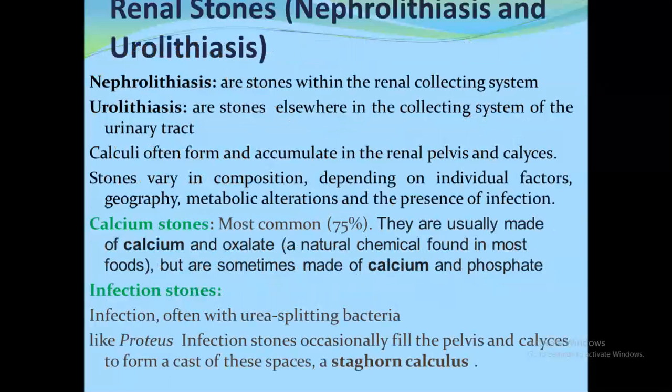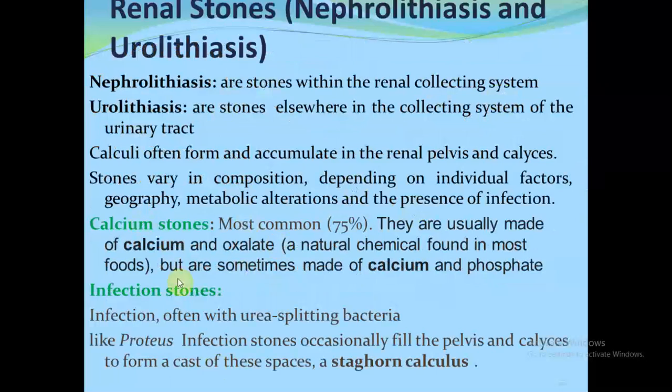Now renal stones, nephrolithiasis and urolithiasis. What is the definition of nephrolithiasis? Nephrolithiasis هو presence of stones in the renal collecting system, while urolithiasis is in the urinary tract. Stones form in the renal pelvis and calyces. They vary in composition according to individual factors, geography, metabolic alterations, and presence of infection.